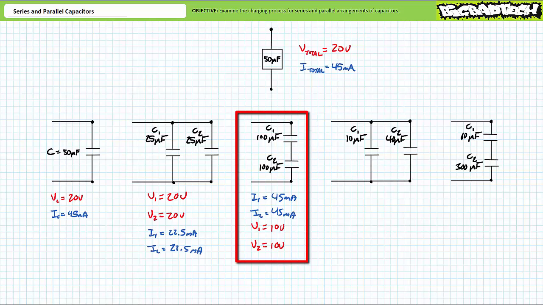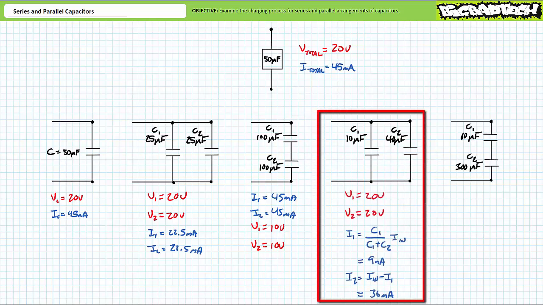Scenario 3. If the elements inside the box labeled 50 microfarads were a series combination of two identical 100 microfarad capacitors, the current through these capacitors would be the same, and the voltage would be apportioned evenly between them. I1 equals 45 milliamperes, as does I2. V1 equals half of 20 volts, or 10 volts, and V2 is the remaining 10 volts.